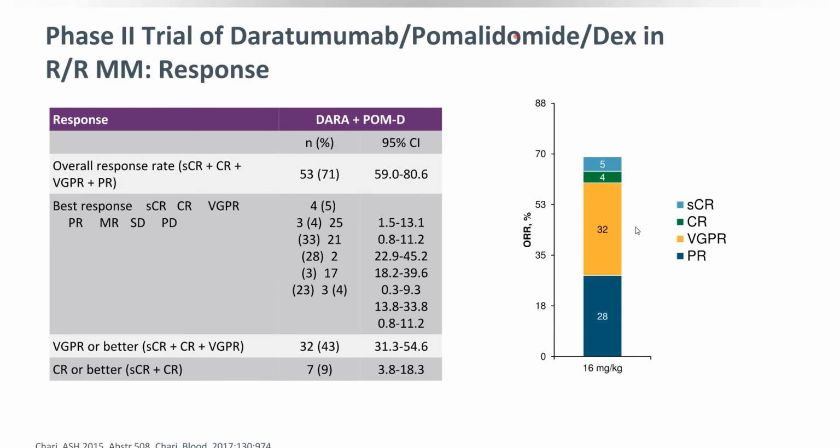There was some phase 2 data of daratumumab, pomalidomide and dexamethasone. Obviously here there is a very good response, 59 to 80%. There are definitely some CR responses also. We can see that a 4% CR rate is also seen with the daratumumab combination.